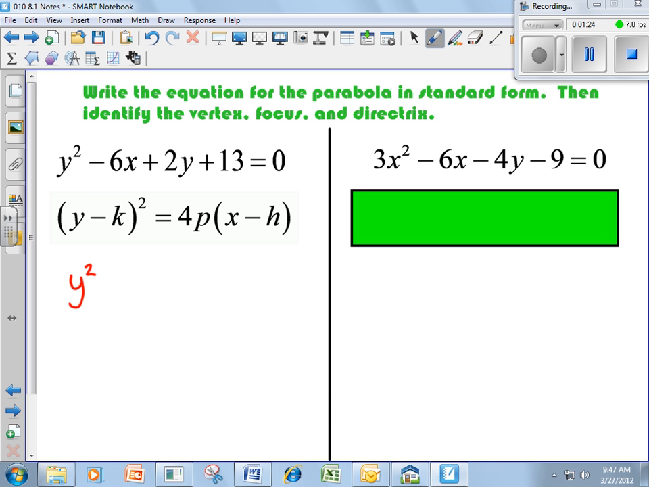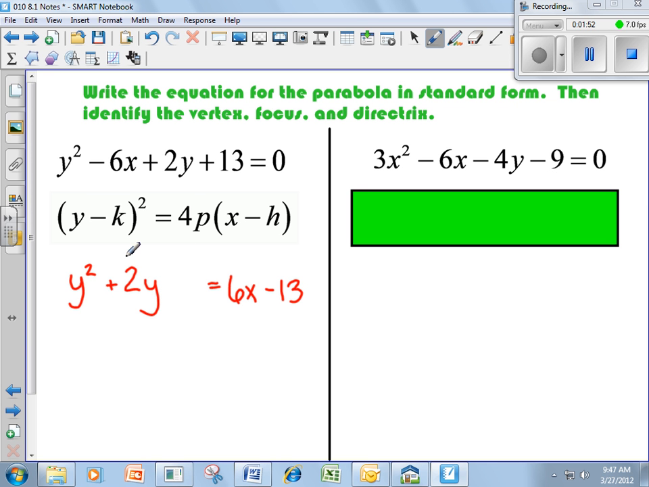So I'm going to leave y squared and 2y on the left, and I'm going to go ahead and set that equal to, I'm going to add 6x over and subtract 13 over. Now here's where completing the square is going to come into play. As long as this y squared has a coefficient of 1, we can change it into this quantity squared by completing the square on the left side.